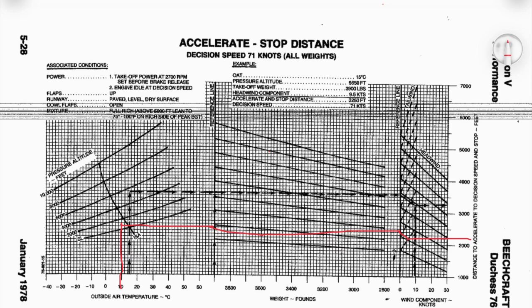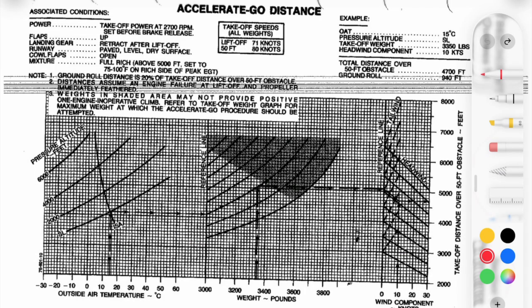Now to be safe, you need to add a 10% buffer to this distance. Why? Because we're not perfect and our airplane's not perfect, and these charts are made for a brand new airplane with perfect piloting. Therefore, the 10% buffer gives us a good buffer for any issues we might see during the run. Our next chart is our accelerate go distance chart.